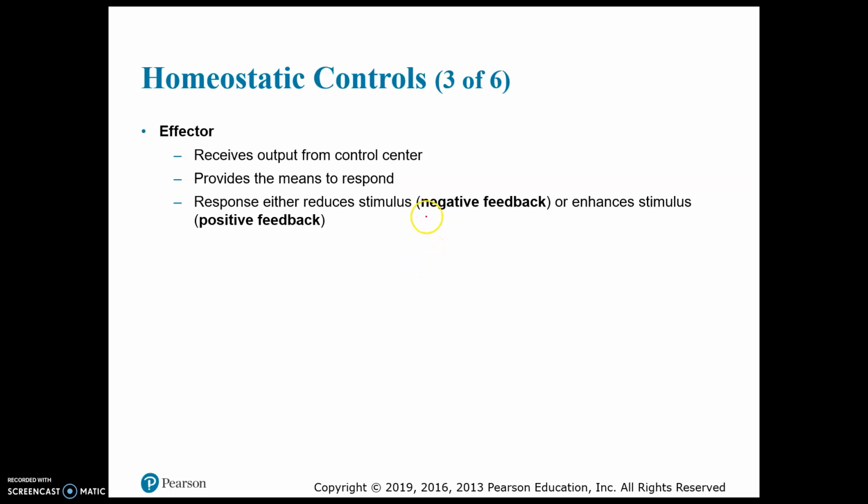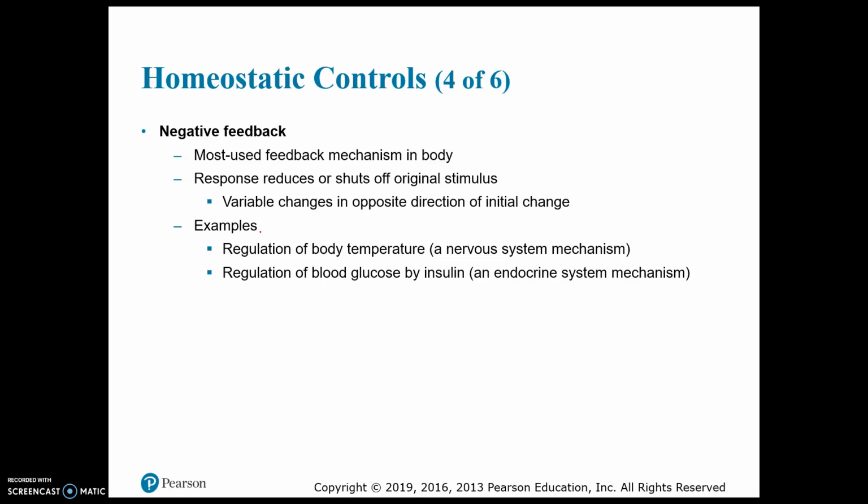The response is either going to reduce the stimulus, so it will be opposite to the stimulus, and that would be negative feedback. Or it's going to enhance the stimulus, and that would be positive feedback. So negative feedback is mostly the mechanism that's used to maintain homeostasis. In fact, positive feedback, the only examples I can really think of are labor and blood clotting. But negative feedback is used to maintain variables within a healthy range for almost all the other conditions.